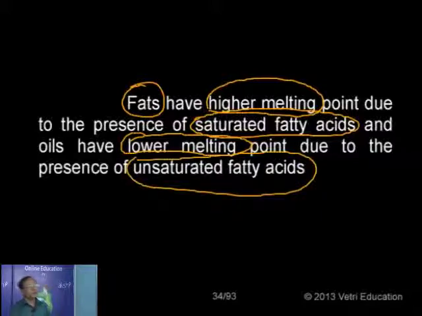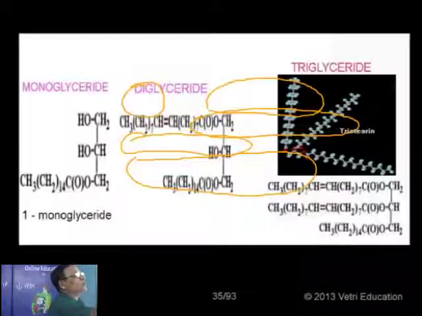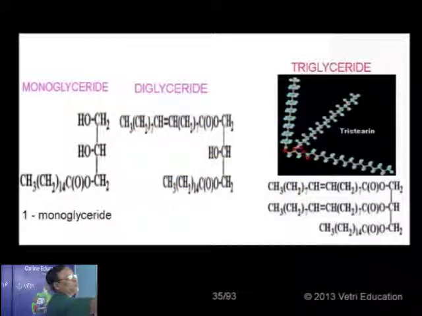So oils are rich in unsaturated fatty acids. That is why they have a lower melting point. Fats are rich in saturated fatty acids. That is why they have a high melting point. They are found abundantly in animals, whereas vegetable oils are found abundantly in plants. This is based on the melting point. Fats: high melting point with saturated fatty acids. Oils: low melting point with more unsaturated fatty acids. That's why they are always in a liquid state at room temperature.